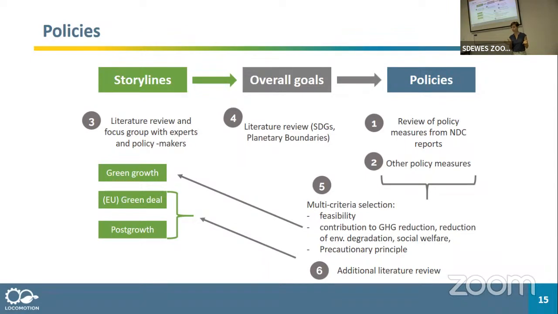I also want to highlight that this is still work in progress. We have selected policies very much also based on feasibility, where we think we can implement, and we do already have ideas. But as I said, it's work in progress, so this is maybe not the final list. But I want to explain a little bit the process.